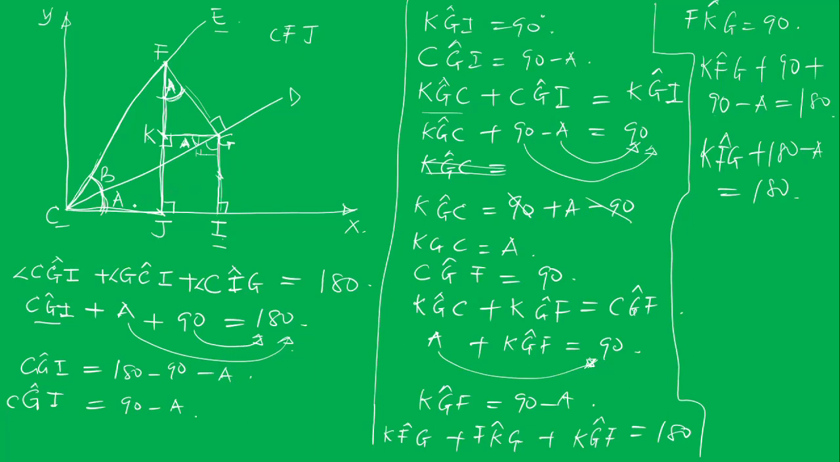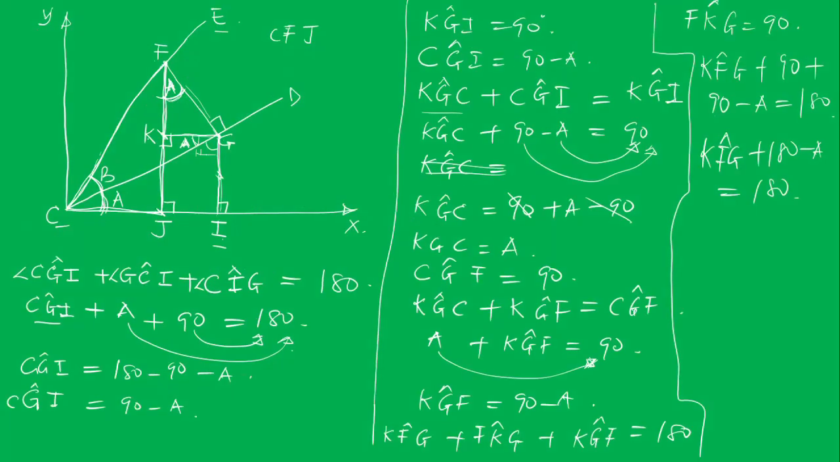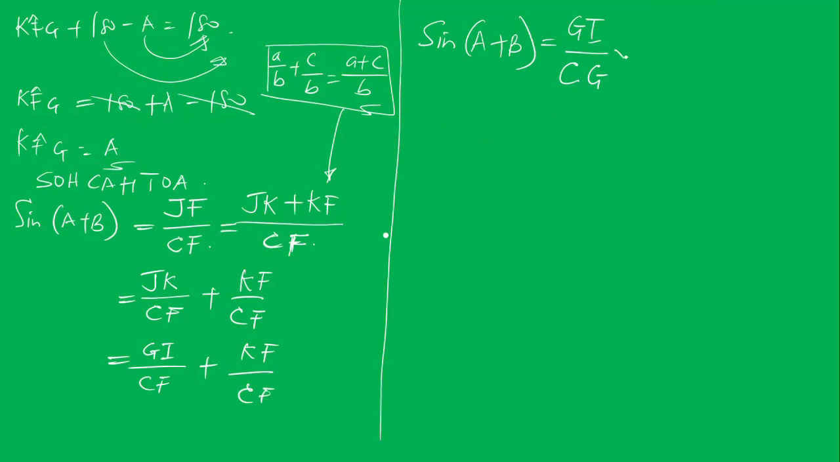Having done that, there is a line common to angle A and angle B, which is CG. We're going to use that CG to re-express this value. So now we have GI, so we can say GI divided by CG, times CG divided by this CF.